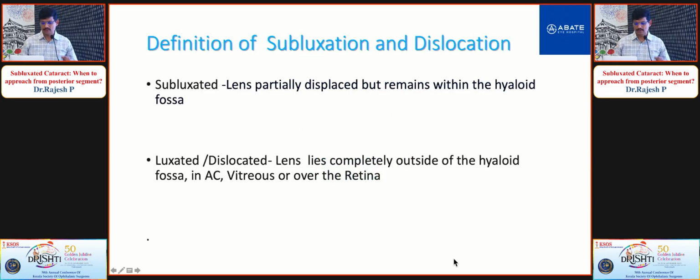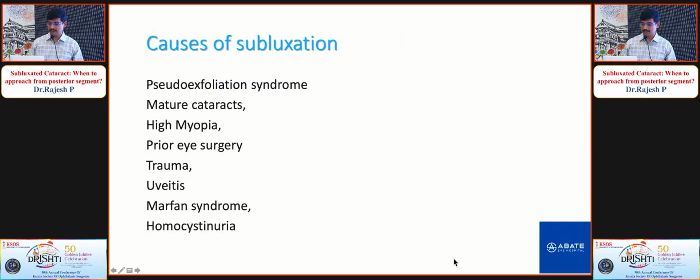So just to define what is subluxation, we know that it is where part of the lens is still within the hyaloid fossa. It's not completely displaced from the hyaloid fossa, but when it is completely outside the hyaloid fossa, whether it is in the AC or in the vitreous or over the retina, then it is called a dislocated lens.